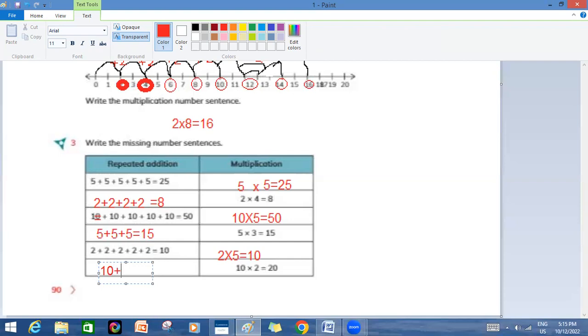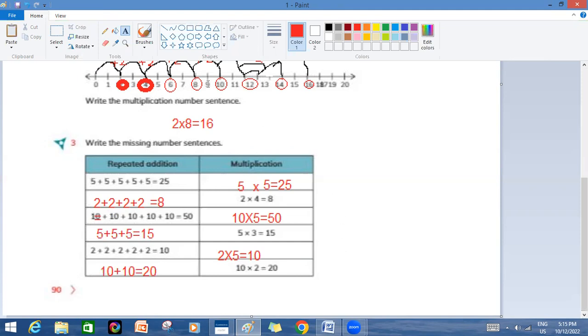So here, last question from this question number 3. Question 10 plus 10 equals 10 plus 2 times, so equals 20. So you can see here, this is our answer.